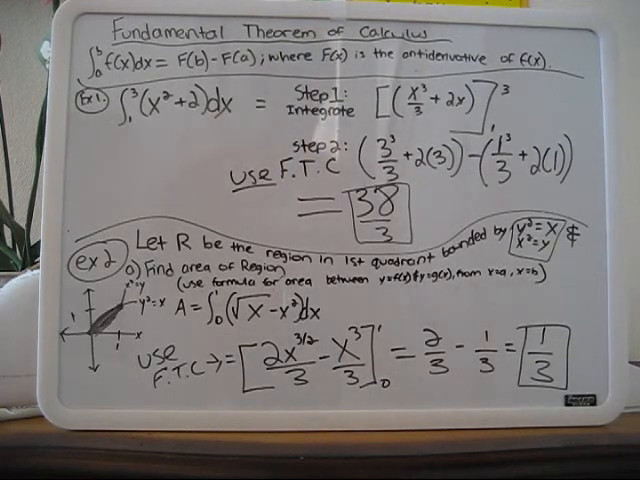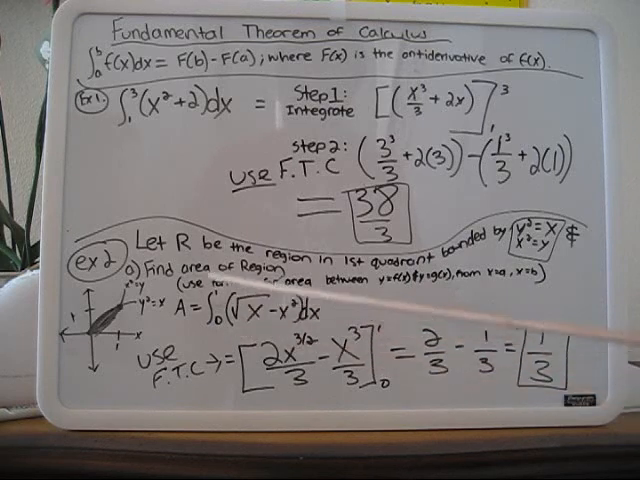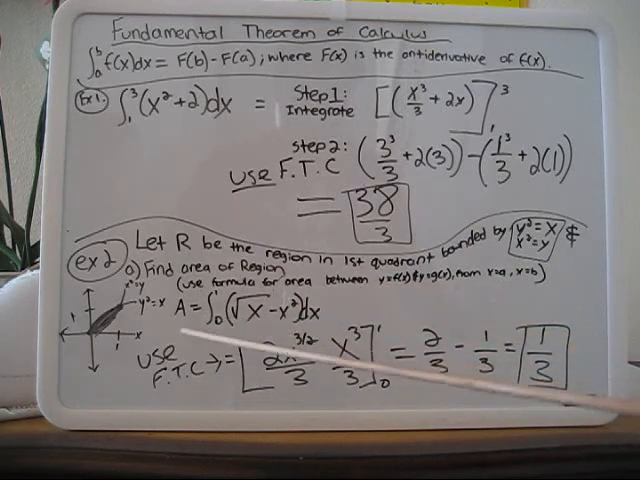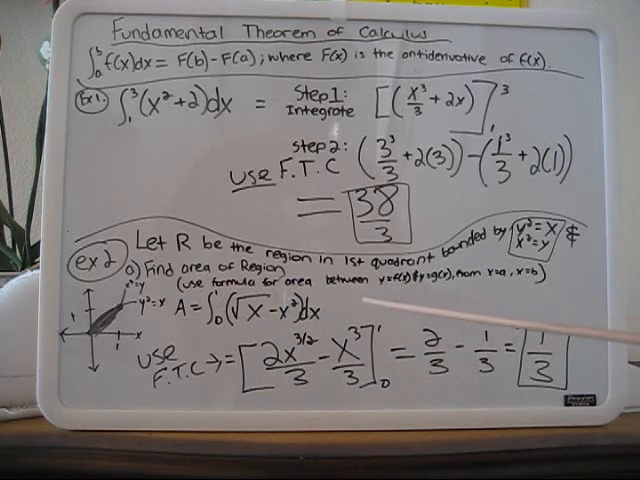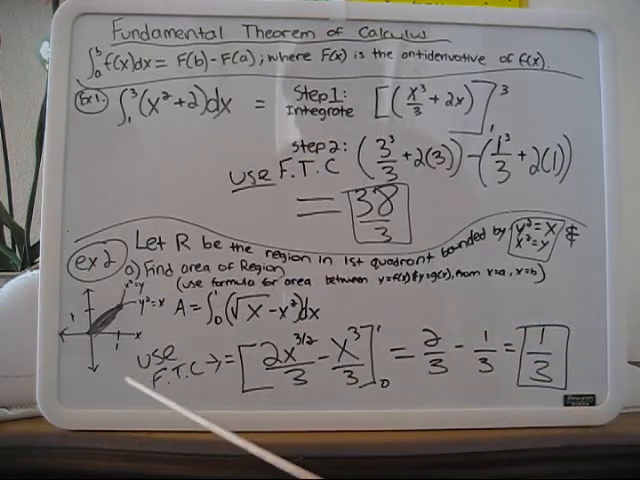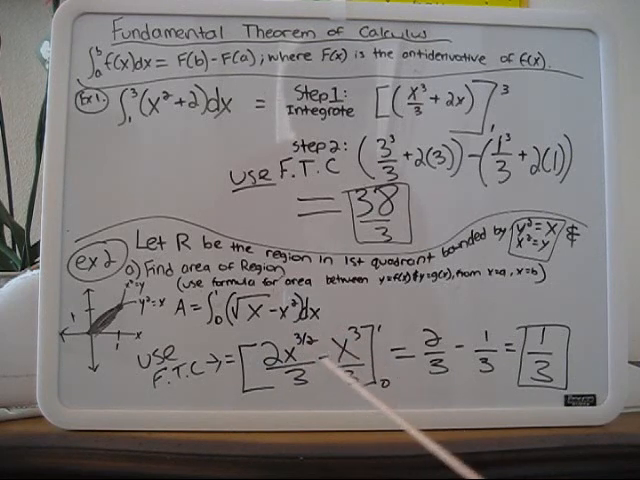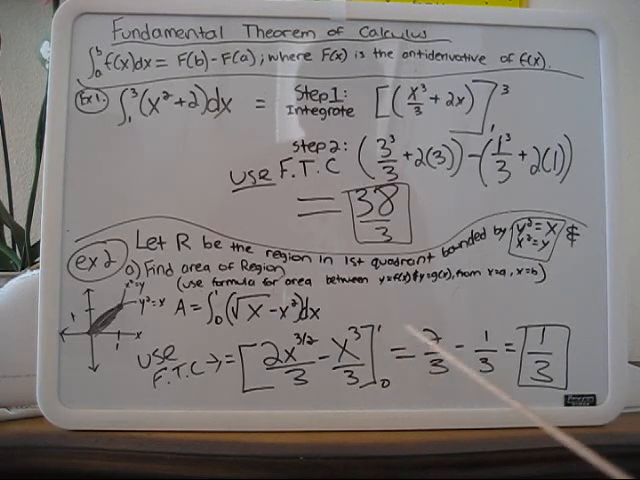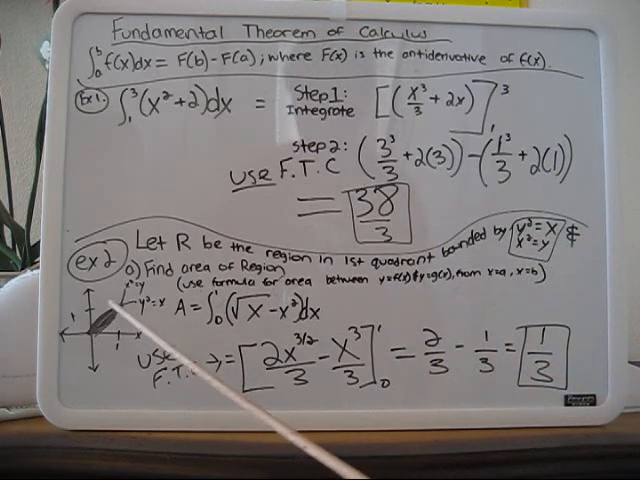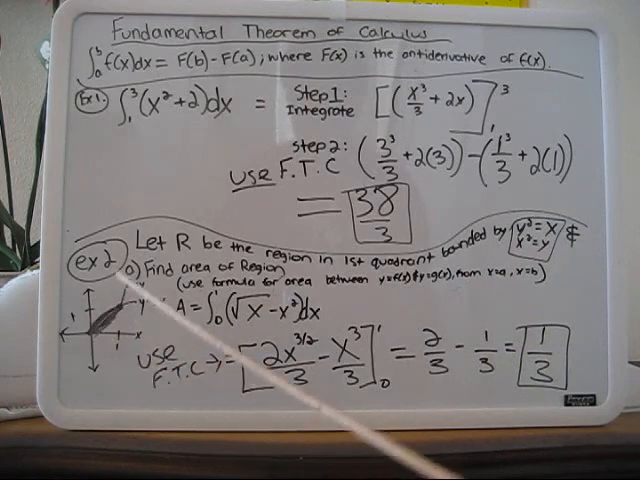In our situation, we have the integral from 0 to 1 of square root of x minus x squared. Then you use FTC, and you get 2x to the 3/2 divided by 3 minus x cubed over 3, to the limits 0 to 1, which is equal to 2/3 minus 1/3 equals 1/3 for that area between 0 and 1.